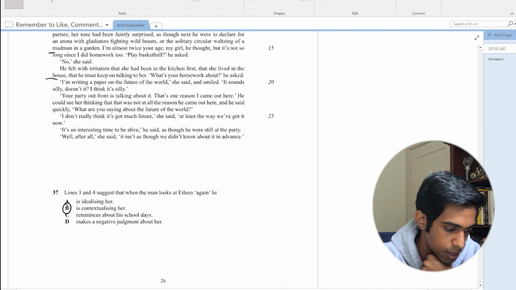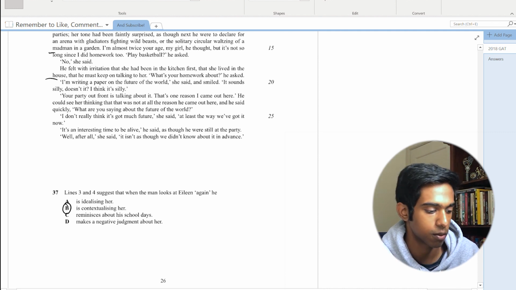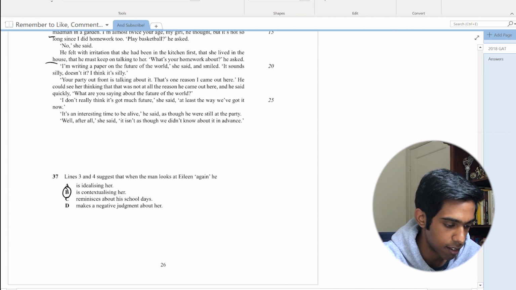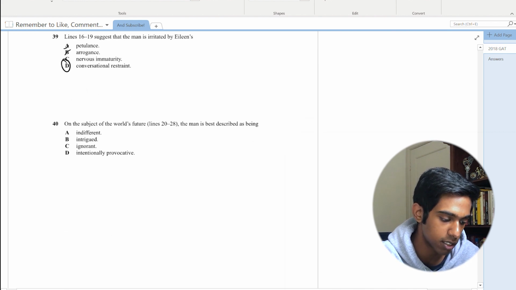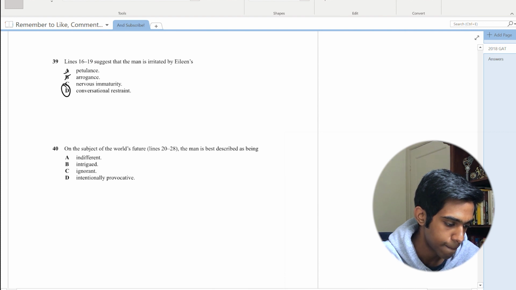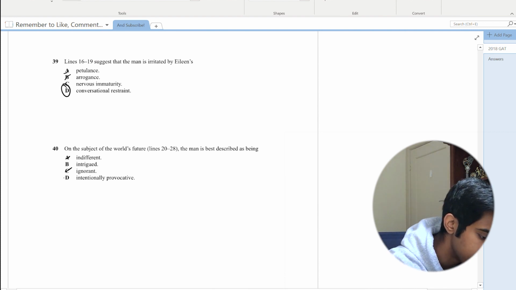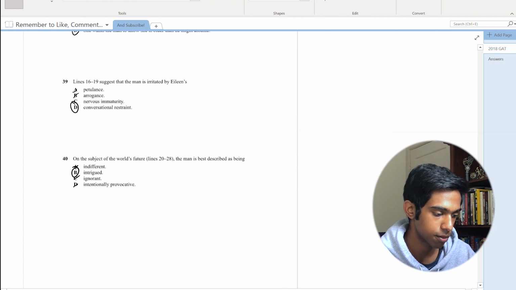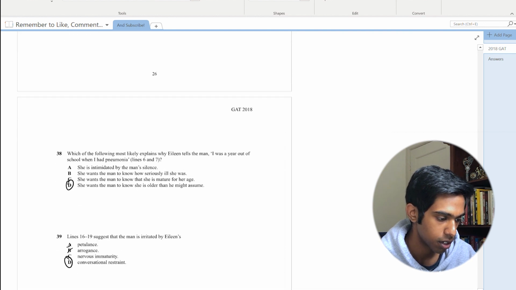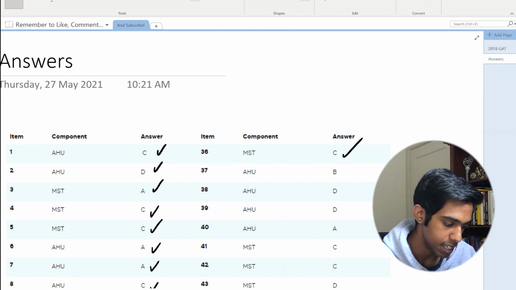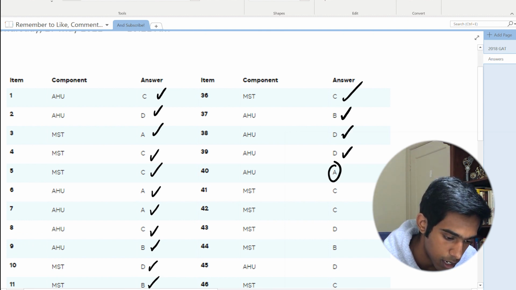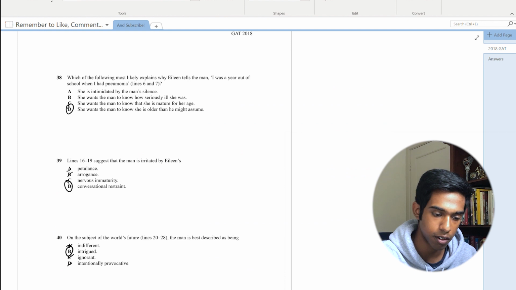"I don't think it's really got much future," she said, "at least the way we've got it now." And then he said, "It's an interesting time to be alive," as though he was still at the party. So it seems like he's thinking really deeply about it. I don't think he's indifferent, ignorant, or intentionally provocative. I think he's intrigued. So at the end of this unit, our answers were B, D, D, and B. So we'll have a look at this. The correct answers are B, D, D, and A. So we'll see why we got that wrong.